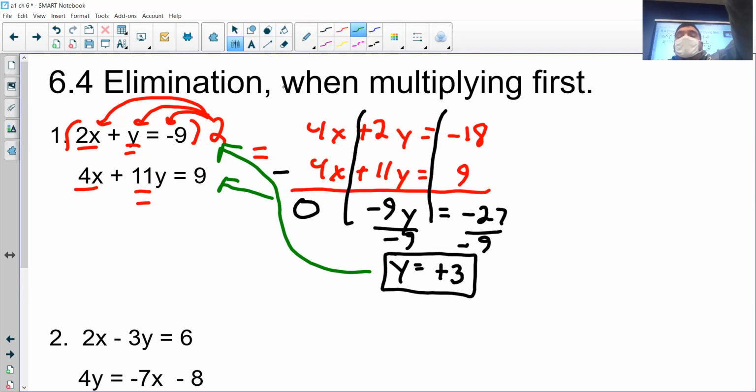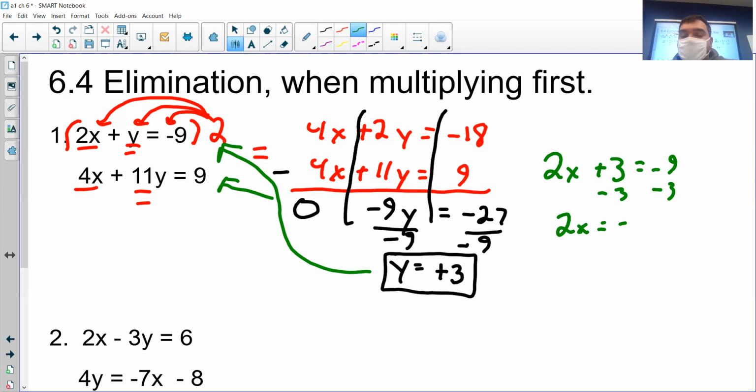Well, after you find the y, the 3, then you got to plug it into one of the 2 equations. I could plug it into either one. I'll plug it into the top one. So 2x plus 3 equals negative 9. Minus 3, minus 3. 2x equals negative 12. Divided by 2, divided by 2. X equals negative 6.